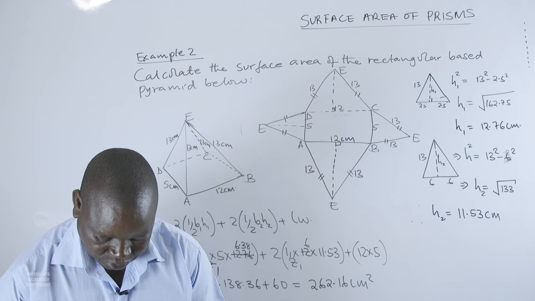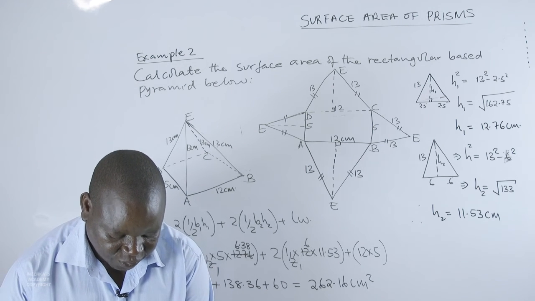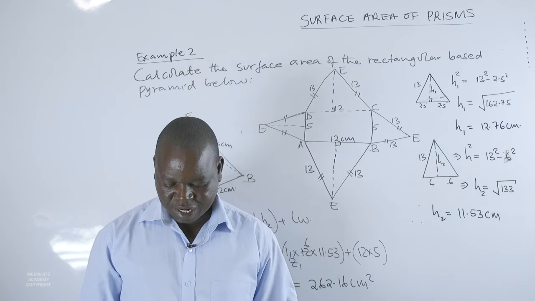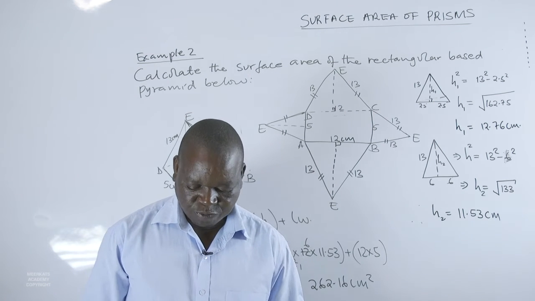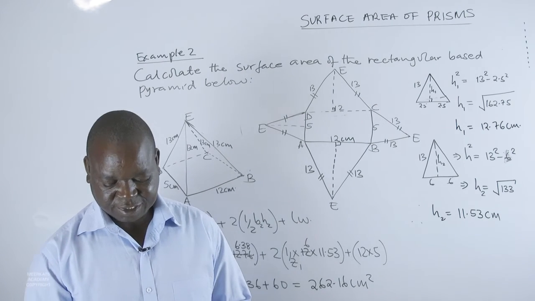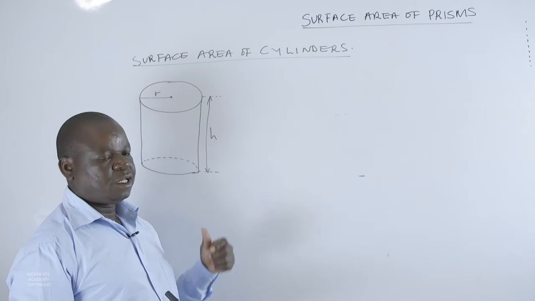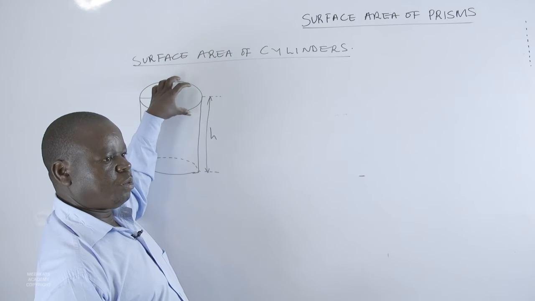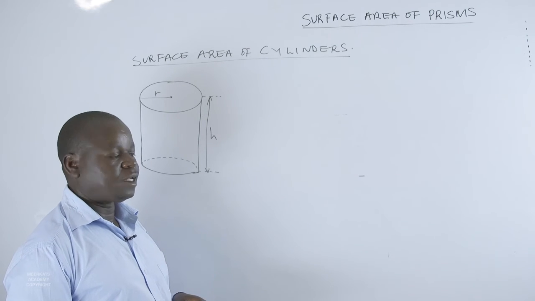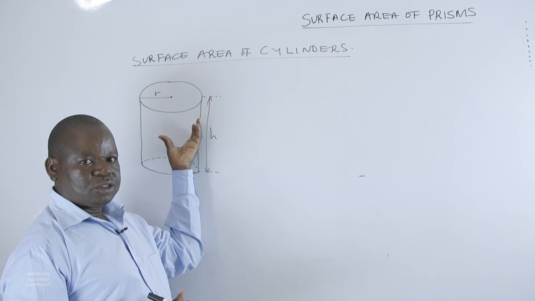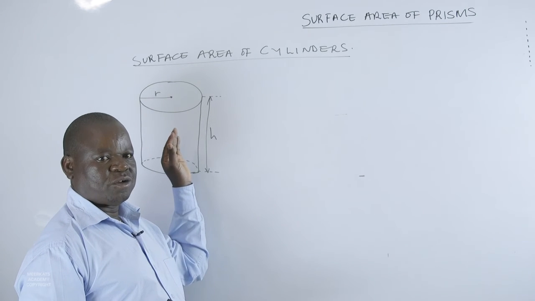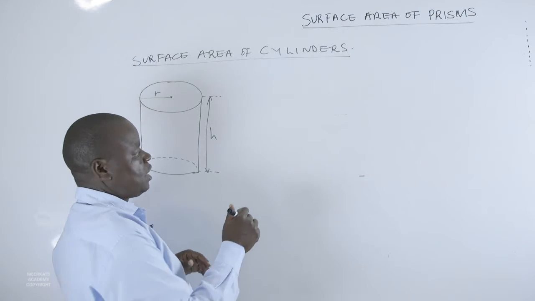So with that, we can now calculate the surface area of any prism comprising of different plane surfaces. So let's move on to our last subtopic today, the surface area of cylinders. A cylinder comprises of top and bottom circular surfaces, and what we call a curved surface. So when we open the net of a cylinder, this is how it looks.